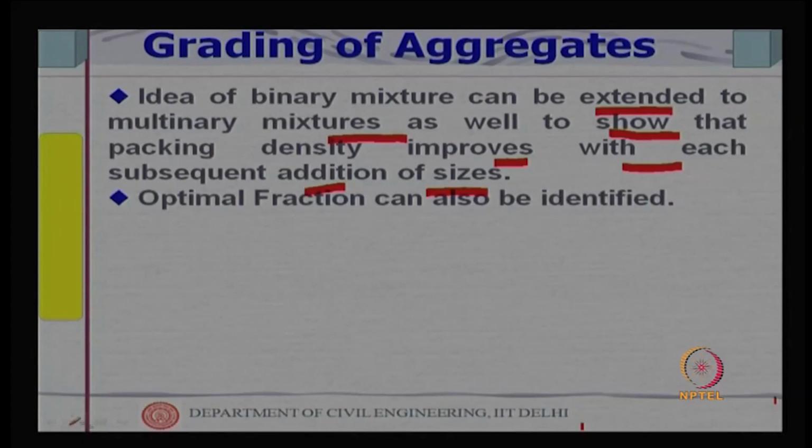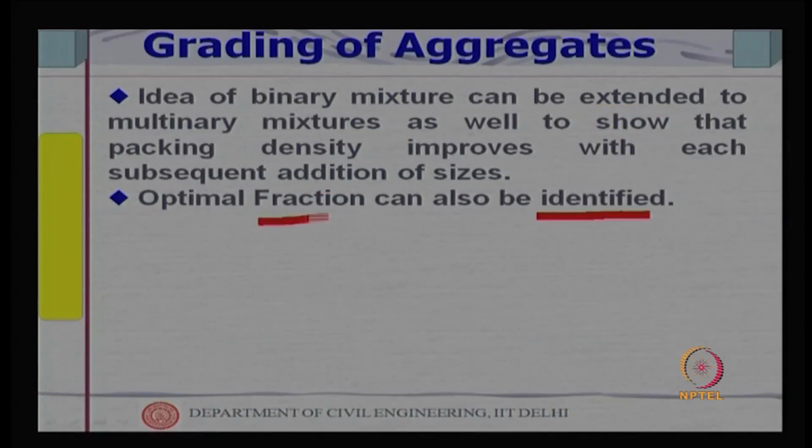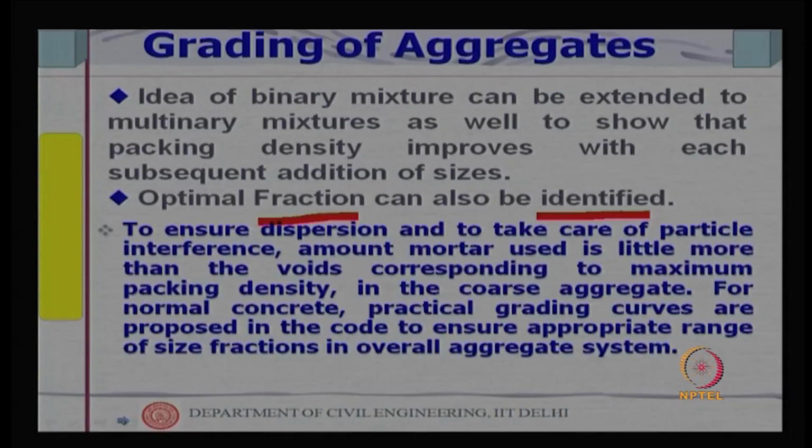So, the optimal fraction also we can identify. And therefore, to ensure dispersion and to take care of particle interference, the amount of mortar used in the aggregate system is a little more than the voids corresponding to maximum packing density in the coarse aggregate.